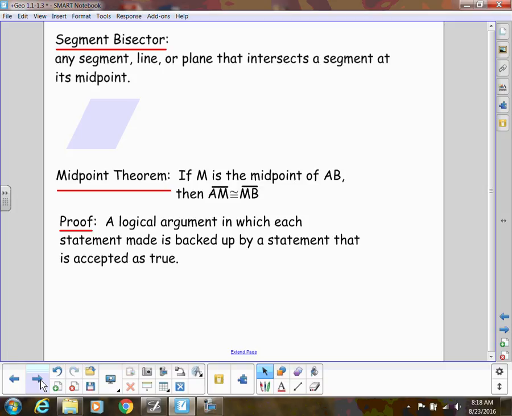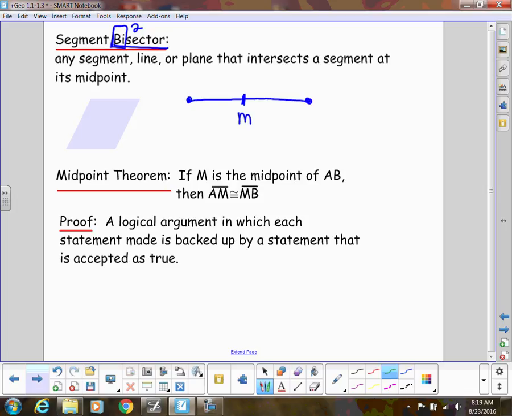Now let's talk about segment bisector. Okay, so this word bisector, the prefix bi we know means 2, just like bicycle. All right, so sector means section. So a segment that is split into 2 sections. So if I split a segment into 2 sections, and we're talking about 2 equal sections, then that is what we call a segment bisector.